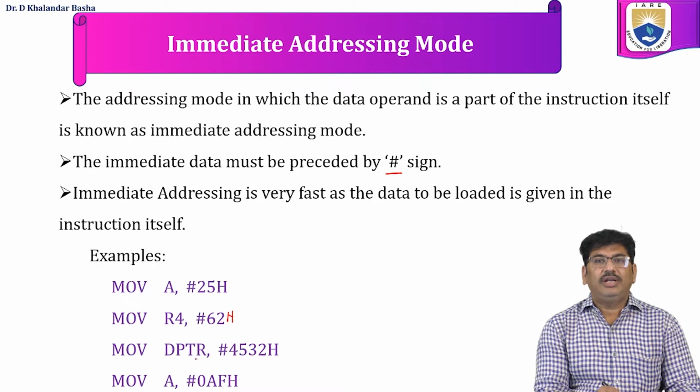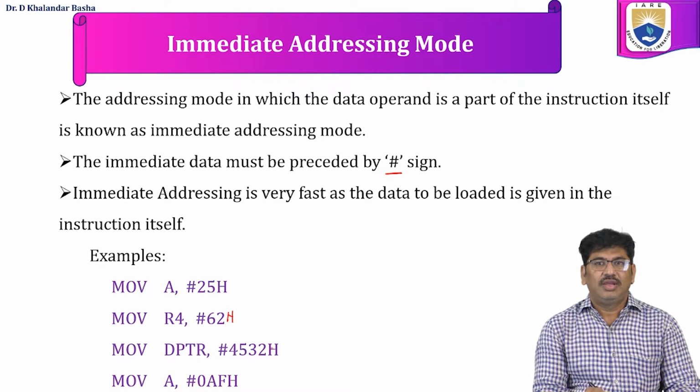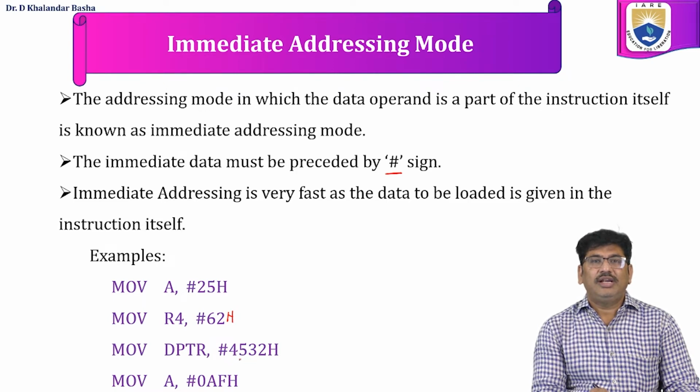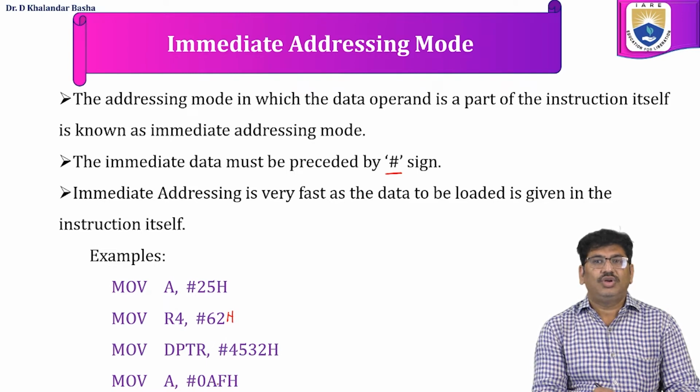MOV DPTR, #4532H. As the DPTR is a 16-bit register, the size of the data which we are going to pass is 16-bit. This immediate data 4532H will be loaded into the data pointer, which is DPTR. MOV A, #0AFH. Now here the immediate data is AFH, which will be loaded into the accumulator.